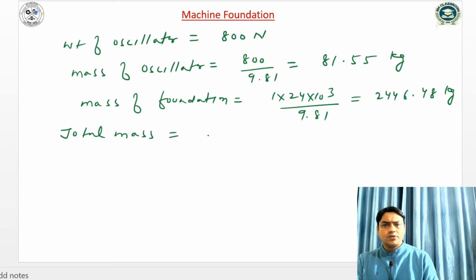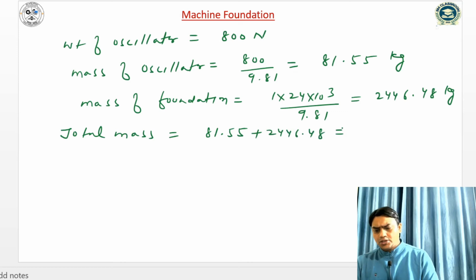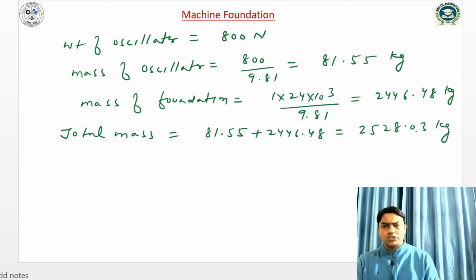So the total mass is equal to 81.55 plus 2446.48. So it will be 2446.48 plus 81.55. So it will be 2528.03 kg.